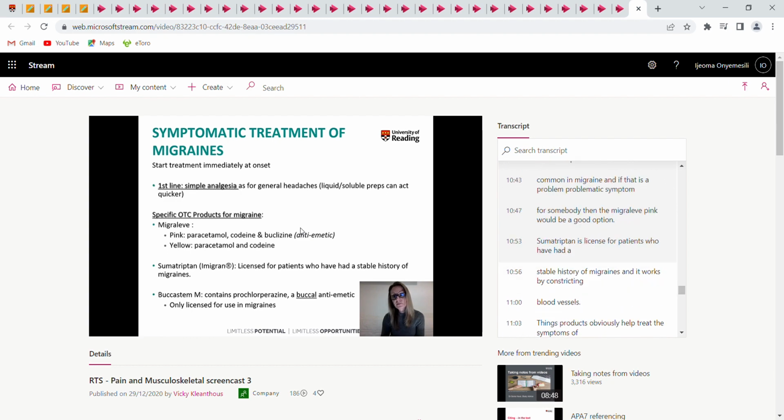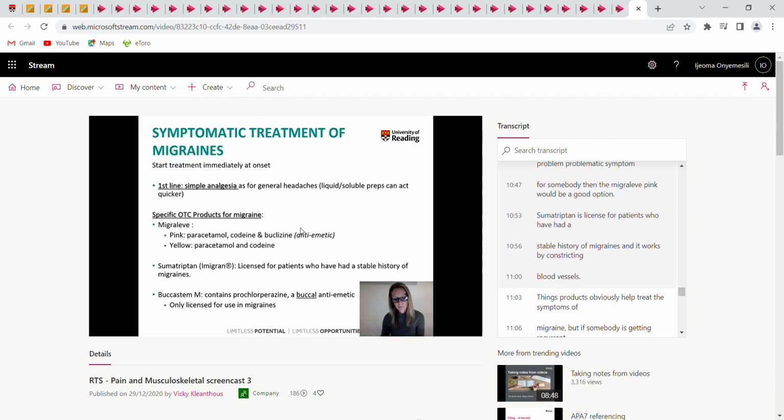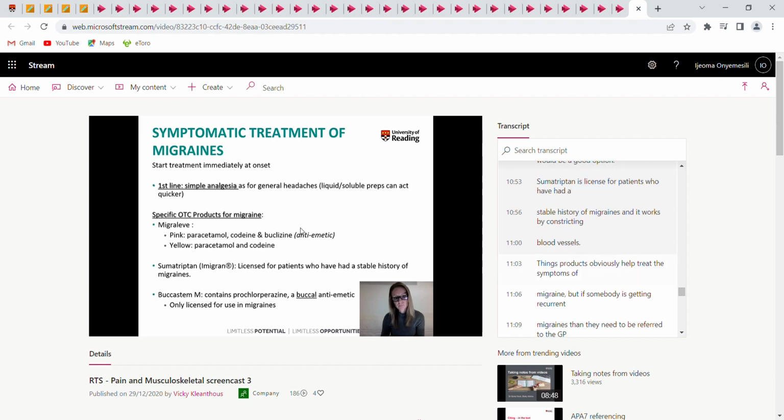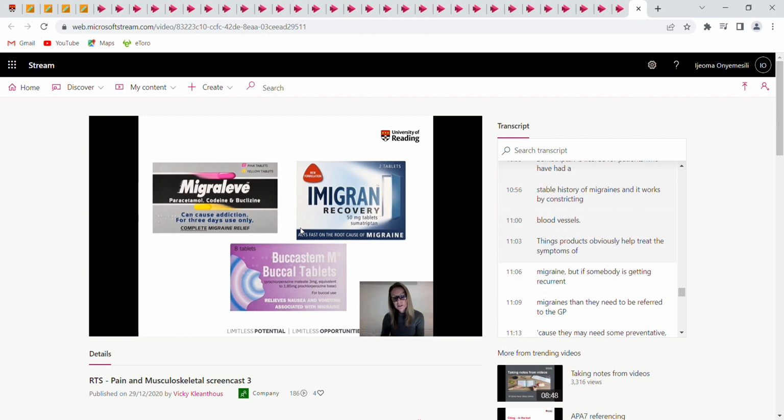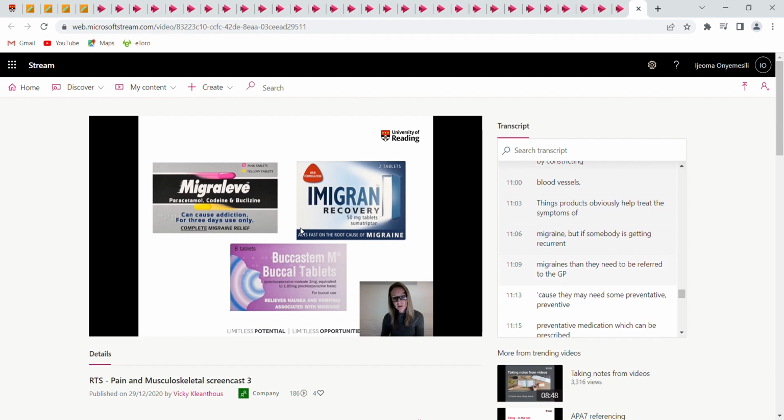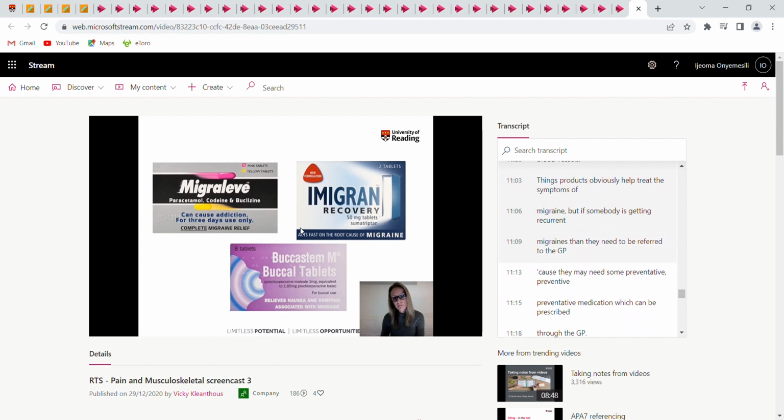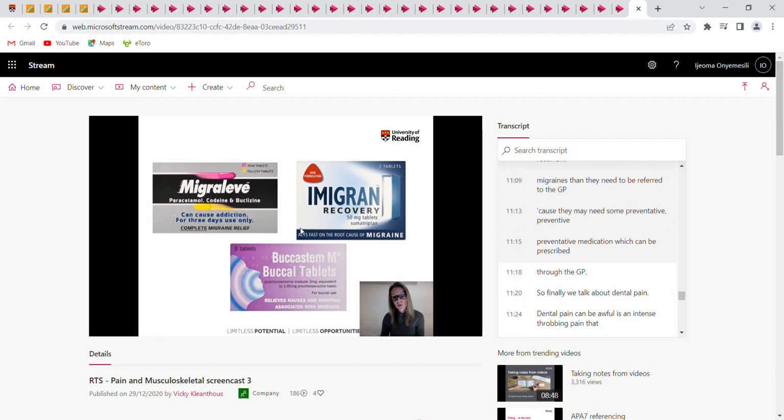Sumatriptan is licensed for patients who have had a stable history of migraines, and it works by constricting blood vessels. These products obviously help treat the symptoms of migraine, but if somebody is getting recurrent migraines, then they need to be referred to the GP because they may need some preventative medication which can be prescribed through the GP.